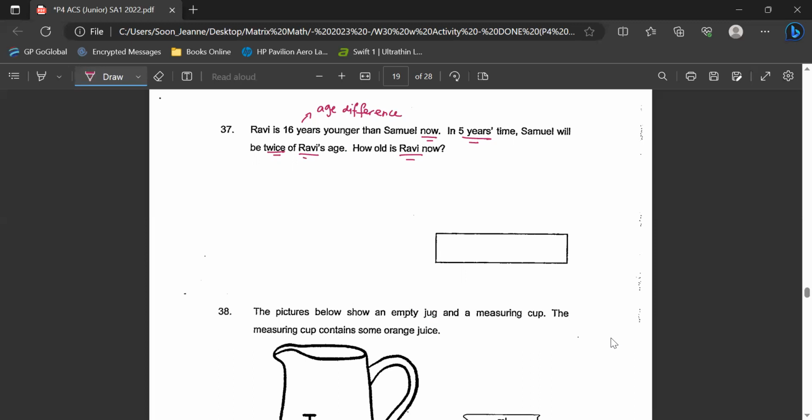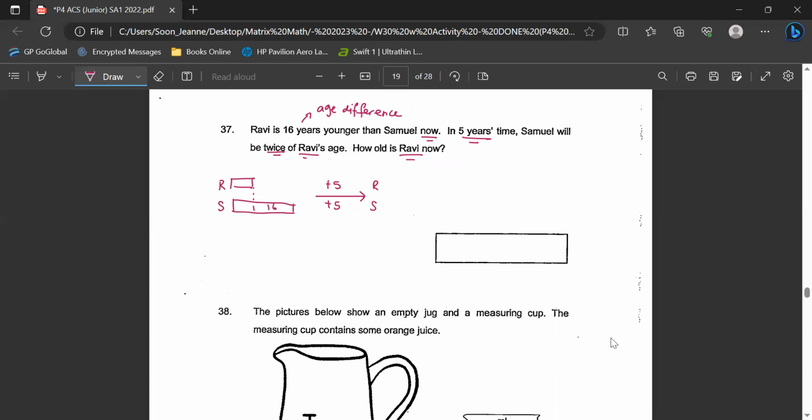So in 5 years, Samuel will be twice of Ravi's age. If you cannot picture it, we can actually draw Ravi and Samuel. Ravi is 16 years younger, so Samuel will be the longer model and Ravi shorter. The difference here is 16. So it says this is now. So in 5 years, both of them must age by 5 years.